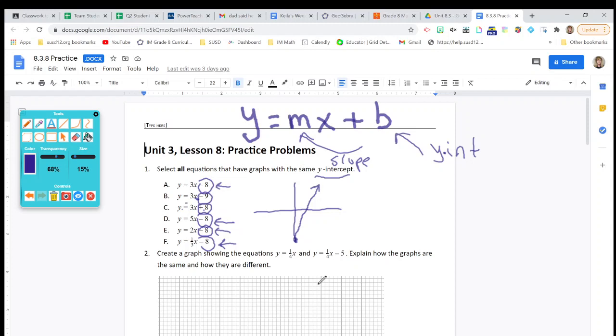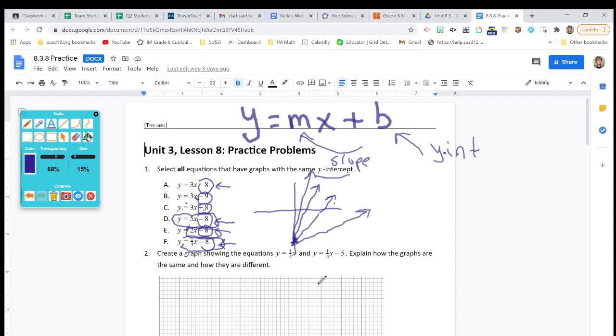Now let me graph the next one. This one here. Y equals 5x minus 8. So the slope is 5. That's even steeper, but it has the same y-intercept of negative 8. There. Okay, and then this one, y equals 2x minus 8. So that has the same intercept, but the slope is 2, so it's not as steep. And then the last line has a slope of 1/3 and the y-intercept of negative 8. So 1/3, not too steep right there.